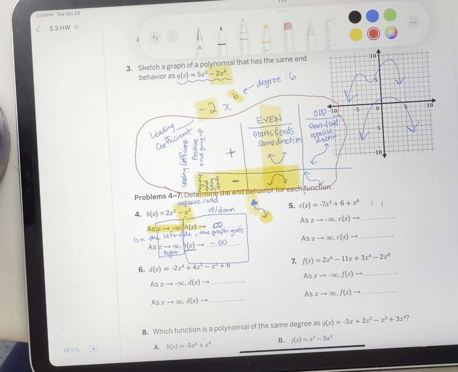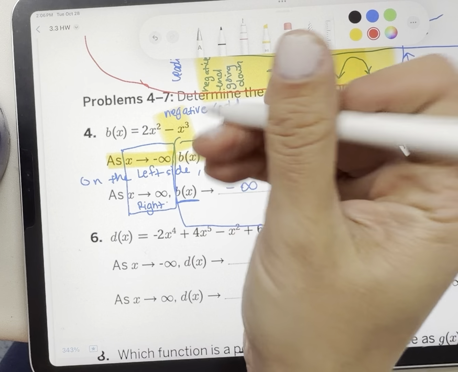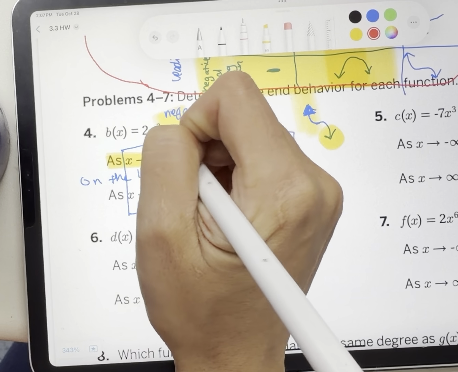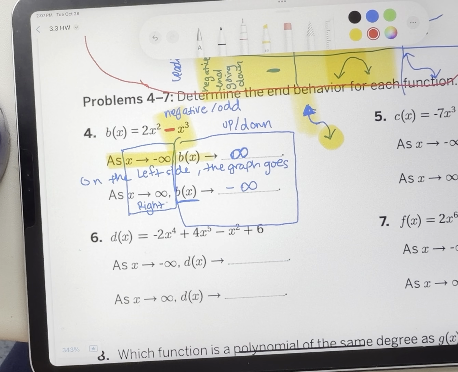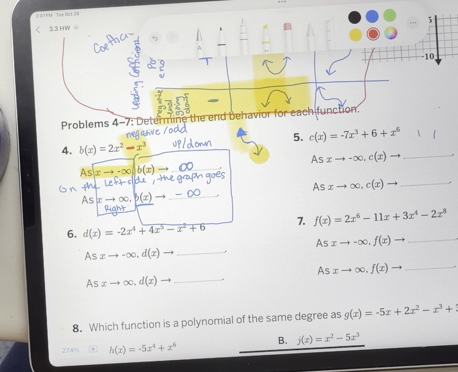No, but then it's positive infinity. No. The negative I'm talking about is this negative right here. Right. But then I just don't understand how we know if it's negative infinity or positive. Okay, so let's do another one. Let's go to the next one.